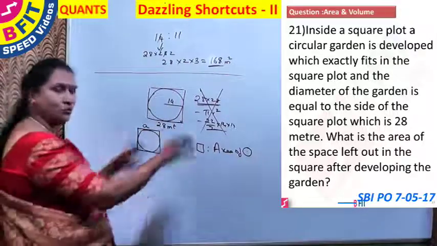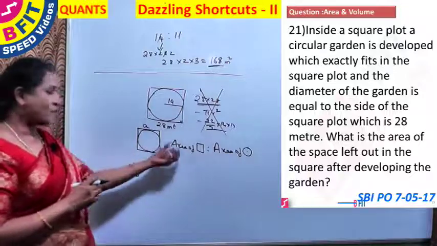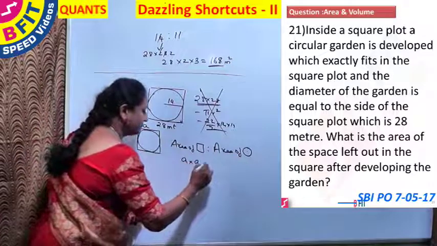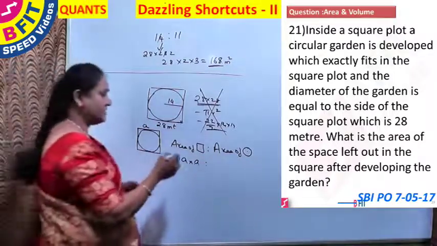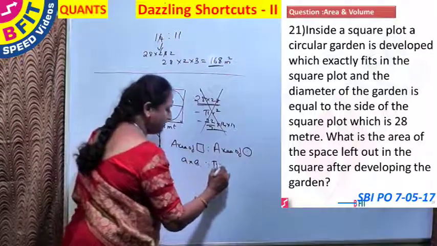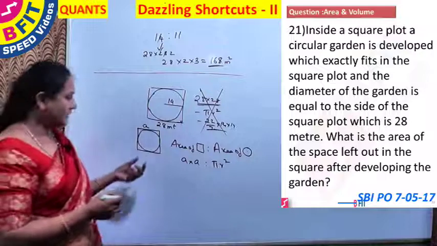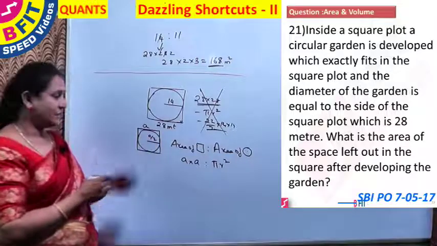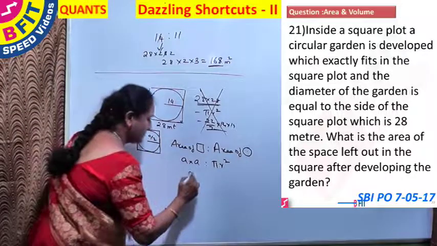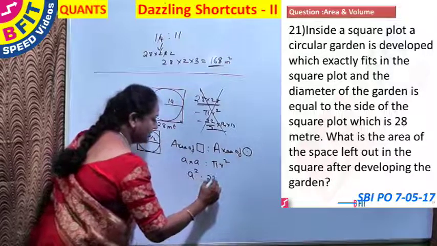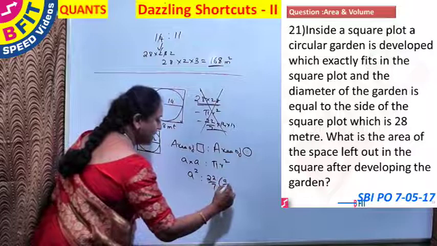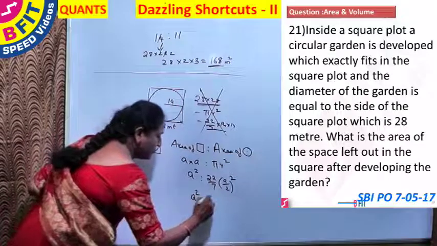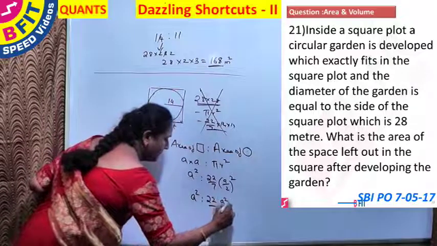So in the exam, no need to do all this. You can just use a ratio. So what is the area of the square when the side is a? Side into side. And what is the area of a circle when the radius is r? Pi r square. And now to relate this circle with the square, what will be the radius? It is half of the side of the square. So pi value is 22 by 7, and the radius is half of the side. So now the ratio is 22 by 7, a square by 4.